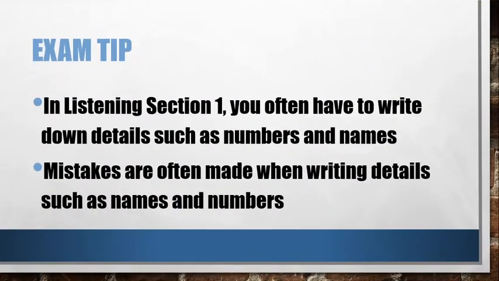Let's get started. So, exam tip number 1. In listening section 1, you often have to write down details such as numbers and names. Now, if you remember our discussion and the introduction to IELTS listening, what do we have in section 1? It is actually a talk in a social context. It's a talk between two people, right? So that's why you'll have to take down notes such as these details: numbers, names, what else?